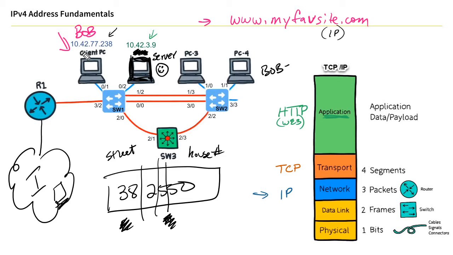Okay, great. Yeah, this will work. All right, so let's go ahead and look at this IP address right here on the client PC. Its IP address is 10.42.77.238. And I just so happen to have a ruler with that IP address. So here's the IP address.